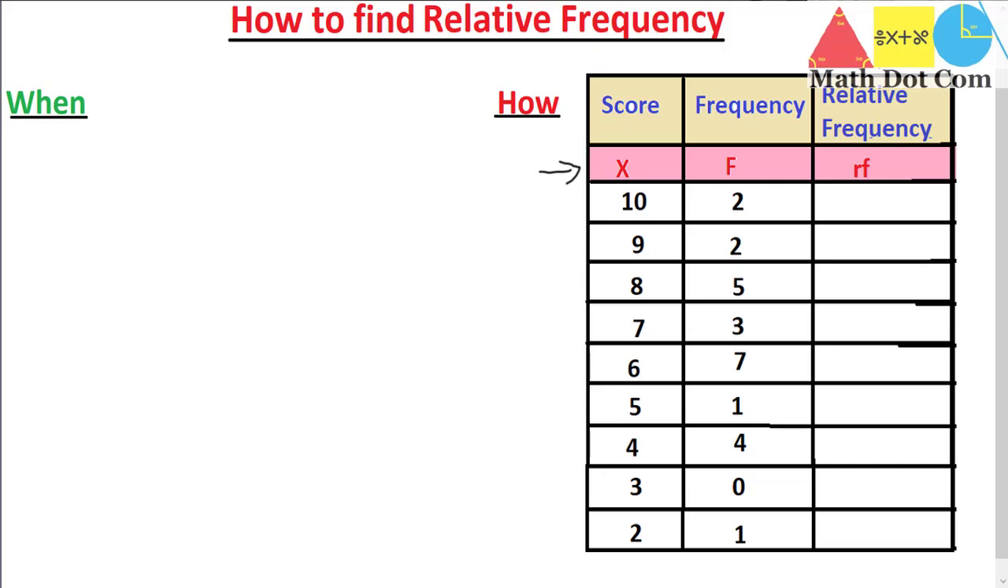So here in the first column we have the score that is 10, 9, 8, 7 and up to 2. And in the second column we have the frequency, that is how many students have got the score of 10, that is 2 students. How many students have got a score of 9, that is 2 students. How many students have got a score of 8, that is 5 students, and so on. So this is the frequency distribution table. Whenever you are going to find the relative frequency, you should have these values.